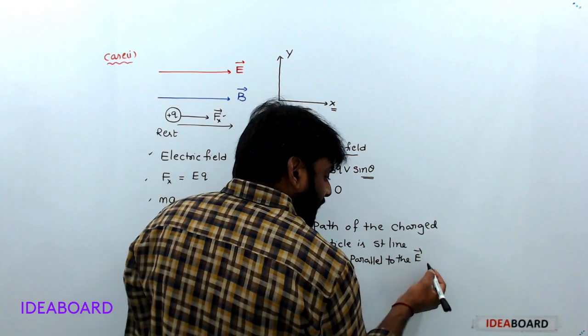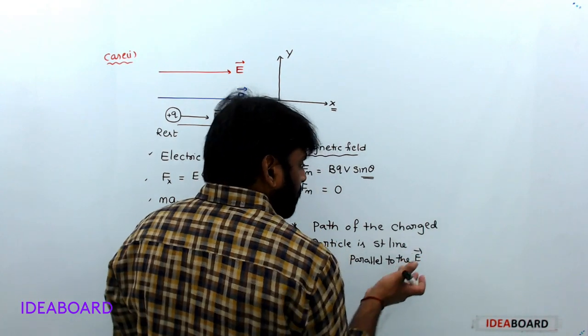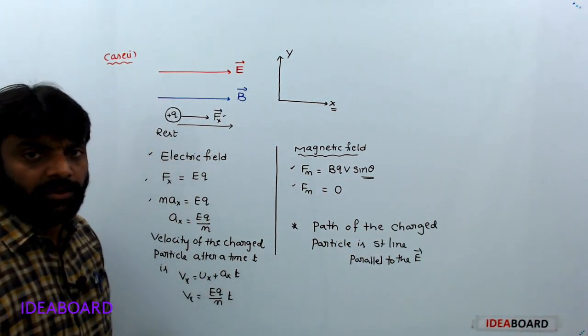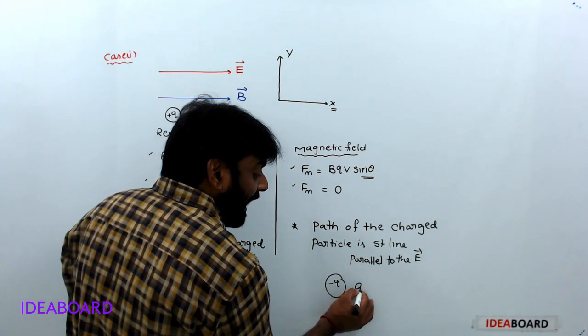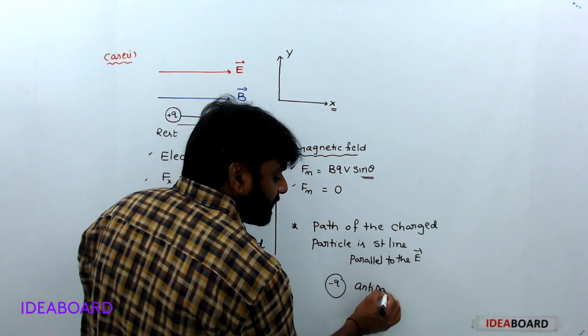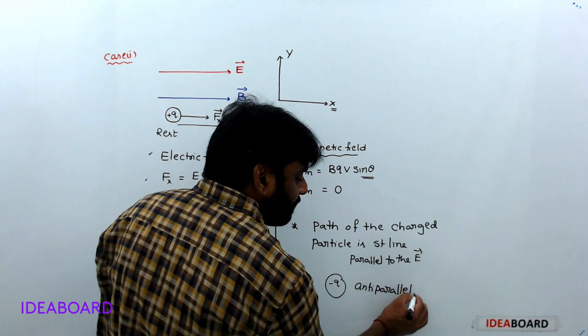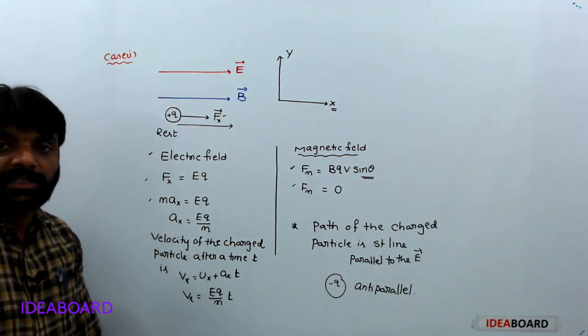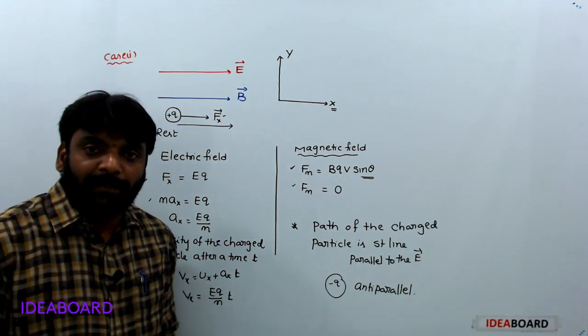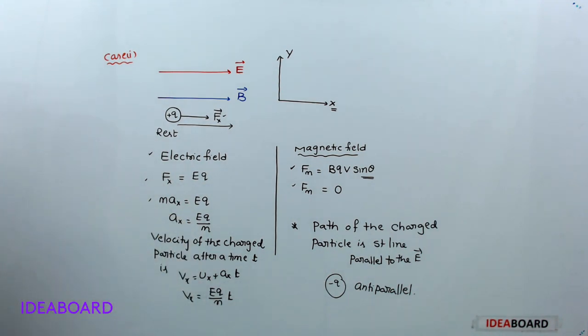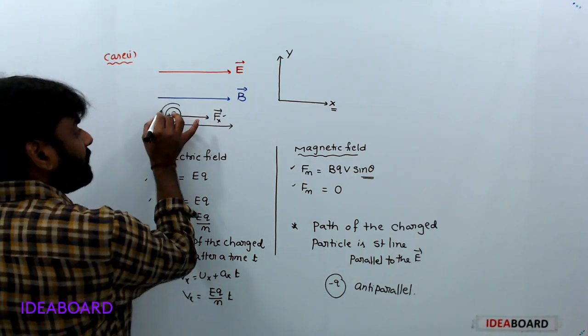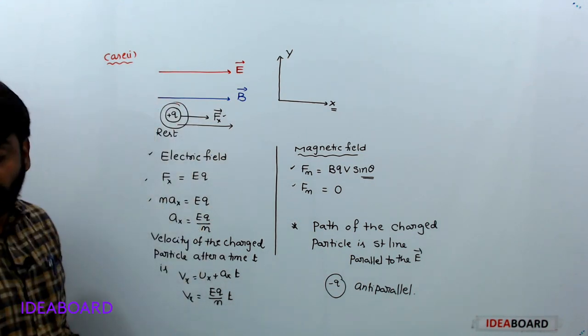At the same time, parallel to the B bar, there is no influence. If you consider a negative charge, it is anti-parallel. Understood? Now, if in case initially it has a velocity.